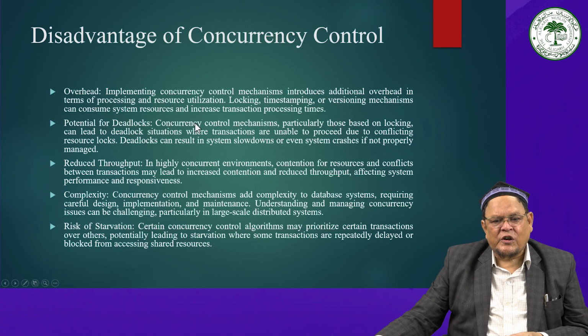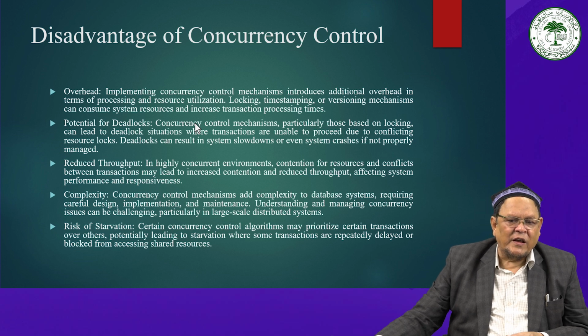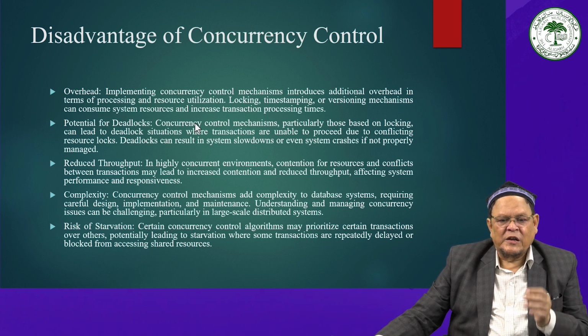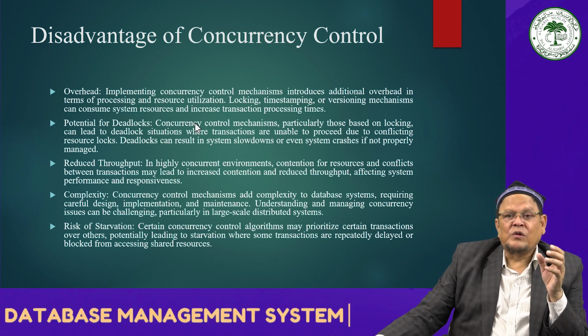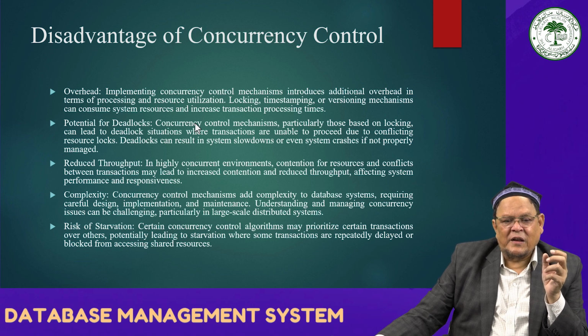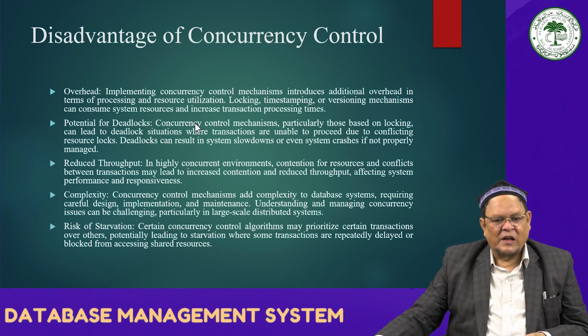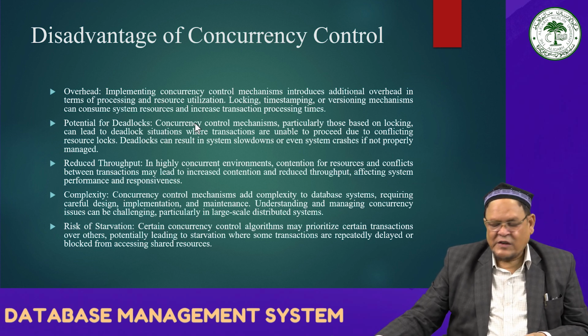Complexity means concurrency control mechanisms add complexity to database systems, requiring careful design, implementation, and also maintenance. Understanding and managing concurrency issues can be challenging, particularly in large-scale distributed systems. And then the risk of starvation.